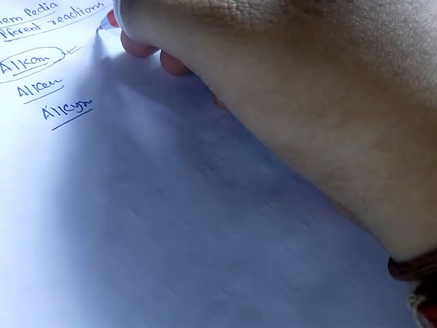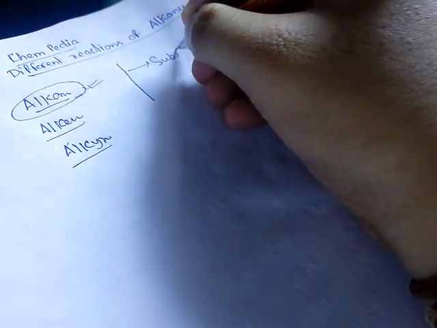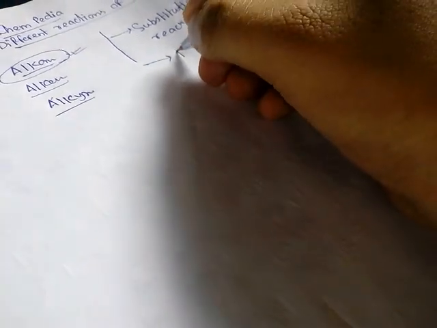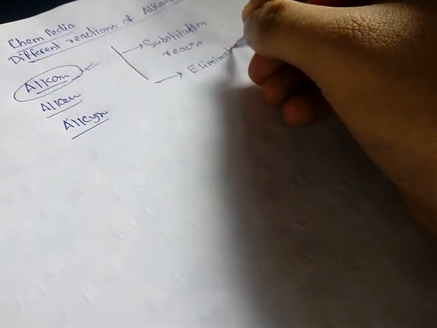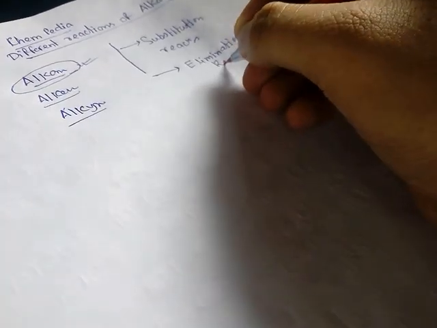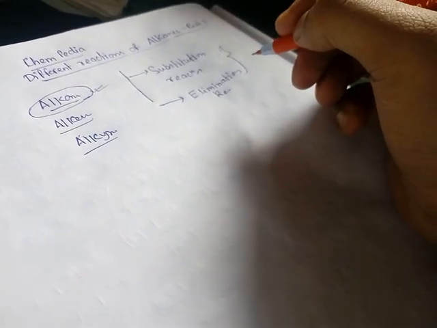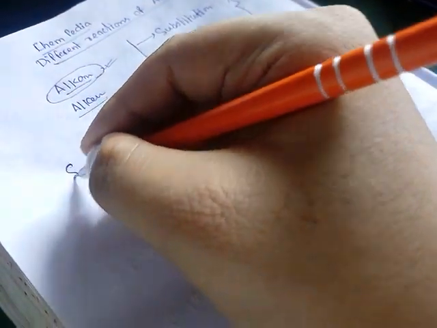Now there are mainly three types of reaction which alkane can undergo. The first one is substitution reaction, and the second one is elimination reaction. I will discuss these two types now, and in later videos I will discuss more about it. Now let's start with substitution reaction.